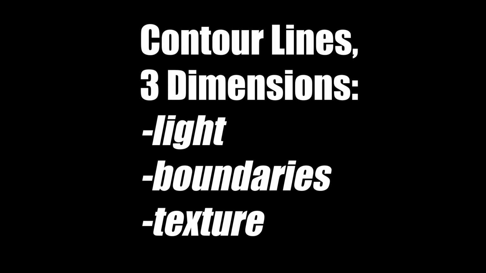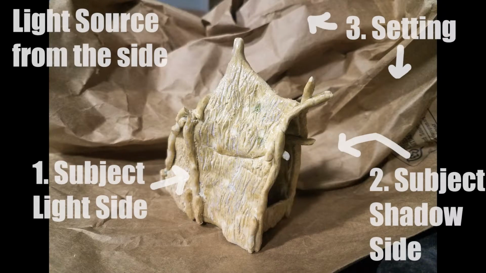Contour lines. First of all, let's think about the setup a little bit differently. When we have a light source from this side, it tends to bring out shadows, and it also tends to bring out surface texture. So make sure your light is oriented to one side. I want to see a light side, a shadow side of the subject, and a setting.